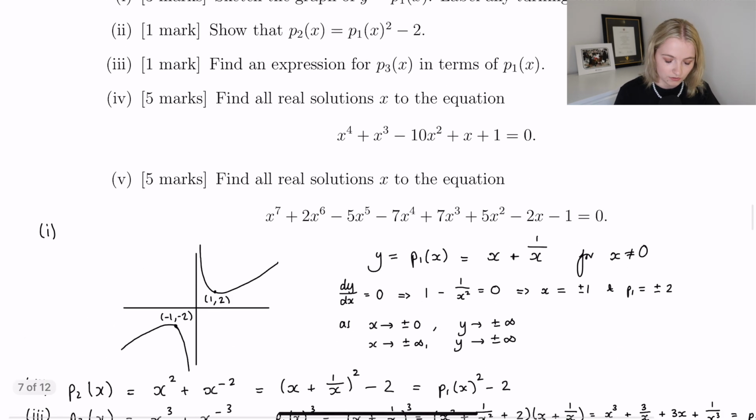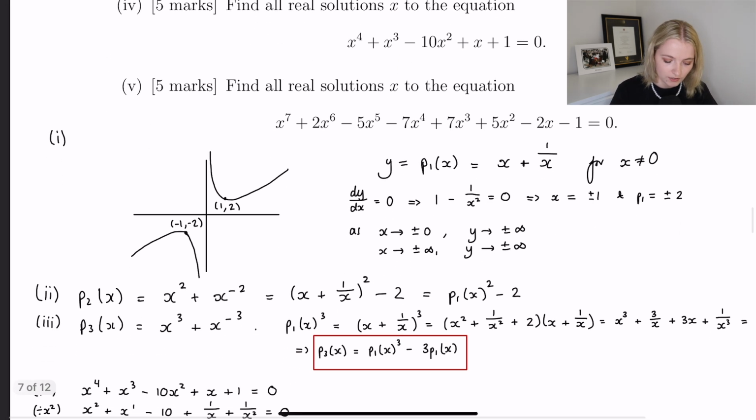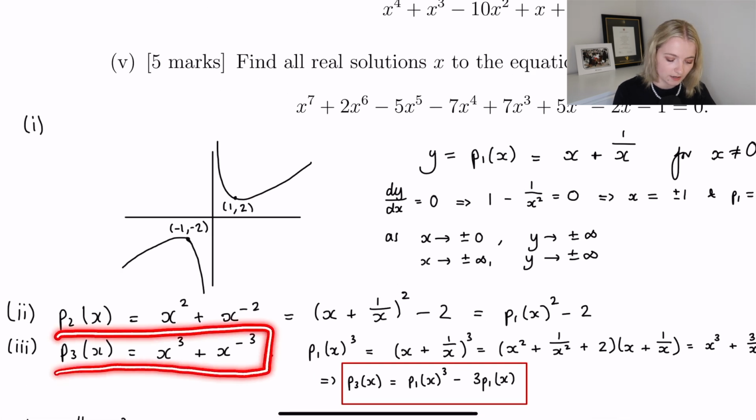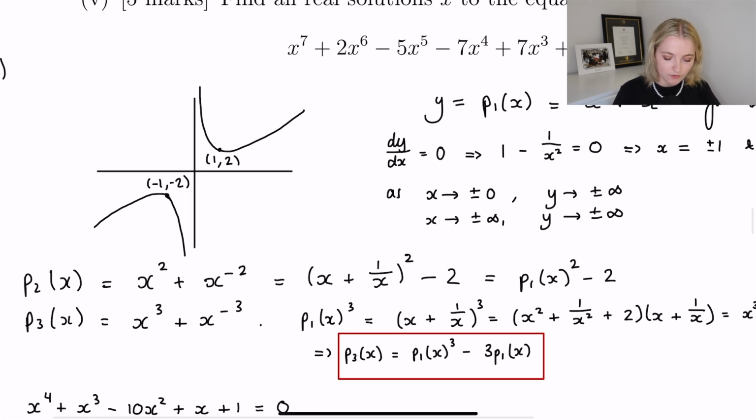Now question 3 is also another 1 mark question, as we can see, and it's saying find an expression for p3 of x, so this is when n equals 3, in terms of p1 of x. Again, this is going to be nice and easy. We're just going to figure out what p3 of x is, which is this here. Again, all we've done is substitute n equals 3 into our form of pn of x, so we get this here.